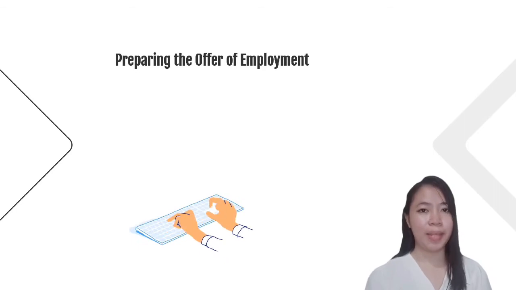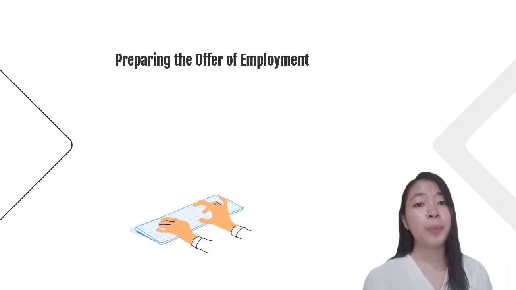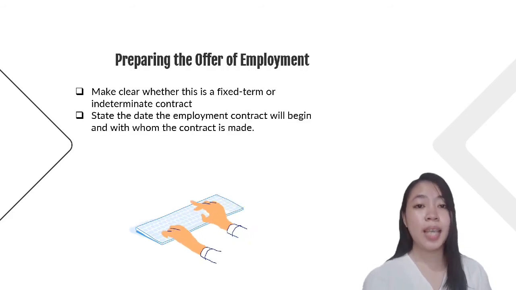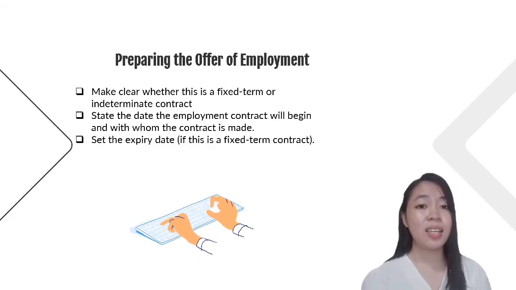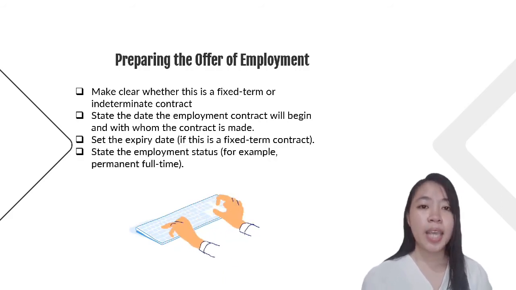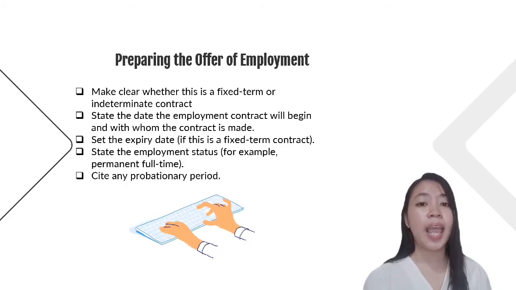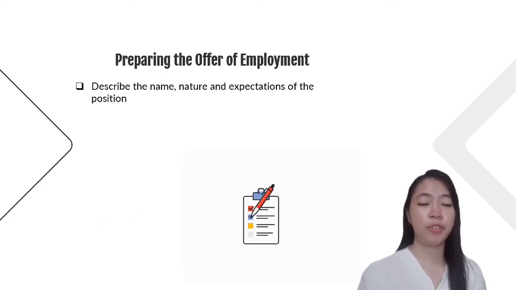Preparing the offer of employment. When preparing an offer of employment, certain information must be included to ensure a comprehensive employment contract. Make sure to make clear whether this is a fixed-term or indeterminate contract. State the date the employment contract will begin and with whom the contract is made. Set the expiry date if this is a fixed-term contract. State the employment status, for example, permanent full-time. Cite any probationary period.